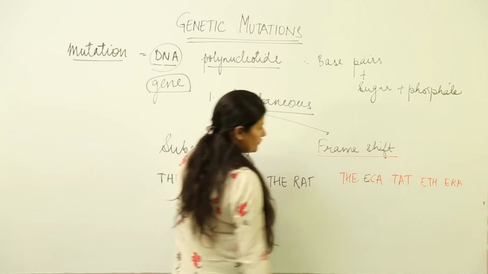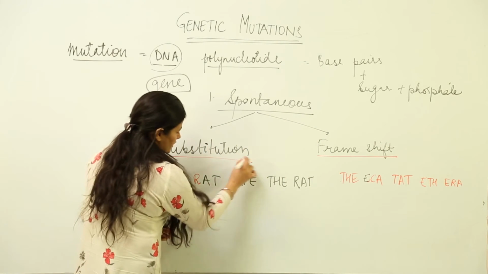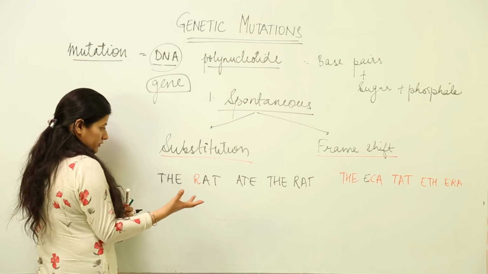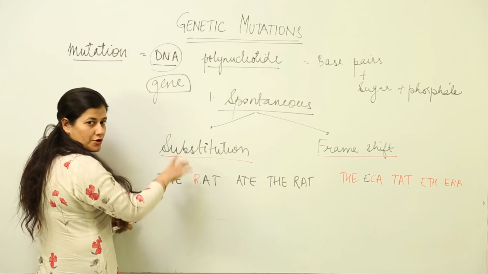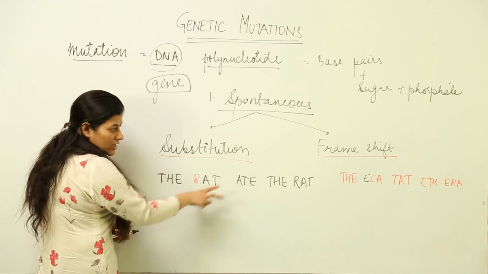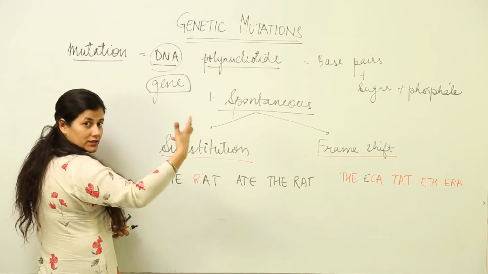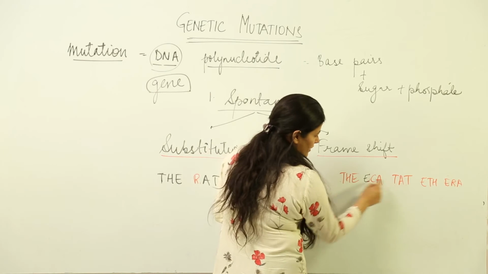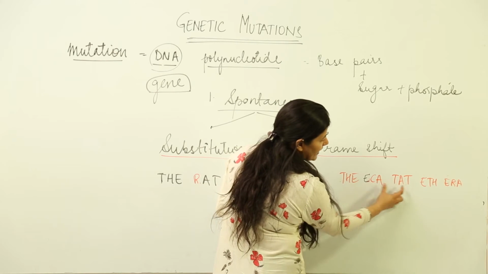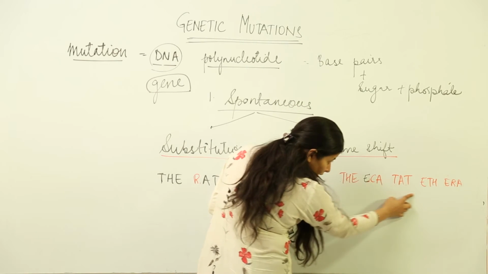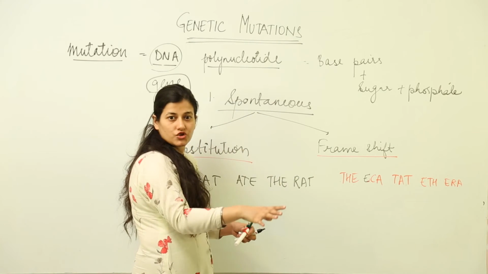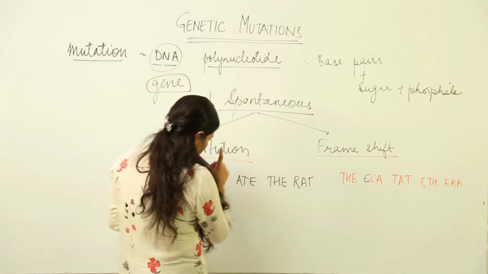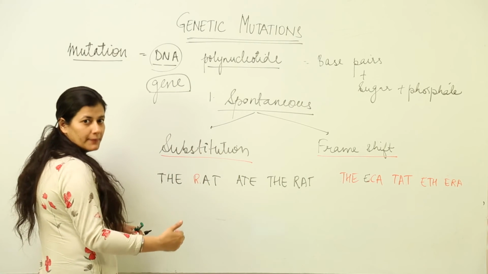This is the example of frame shift mutation, and this is substitution, when in place of one particular alphabet, another alphabet has been put. In both the cases the entire meaning of the sentence is changing, but you can very well figure out that here the sentence remains the same. If you have to read it, the cat ate the rat, but the composition has changed, and this altogether is going to change what is to be formed. In this case also the outcome would be different.